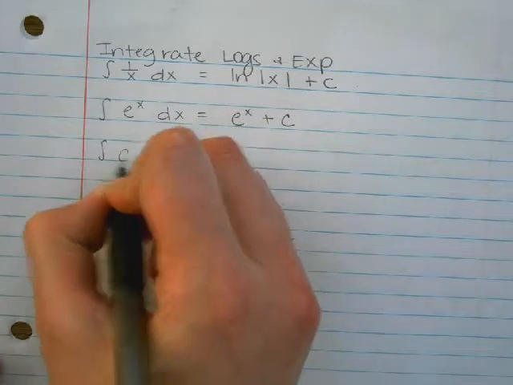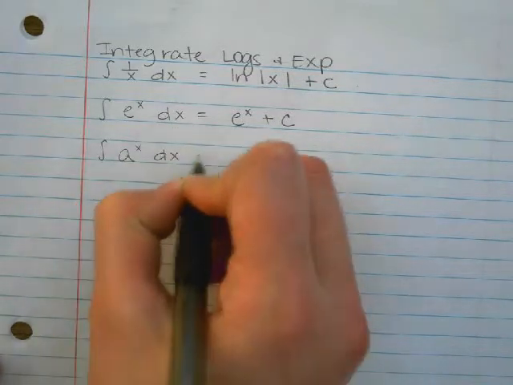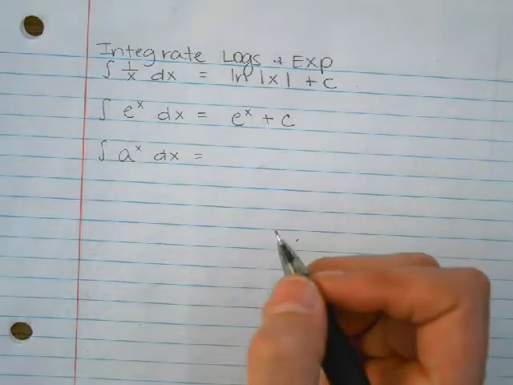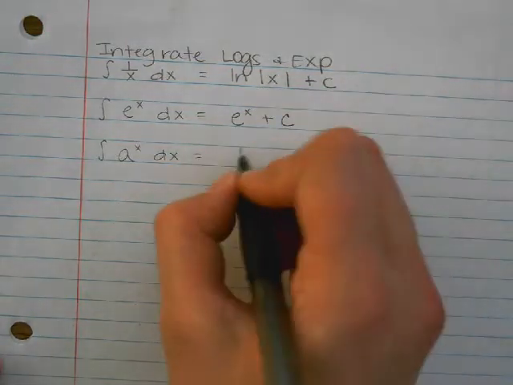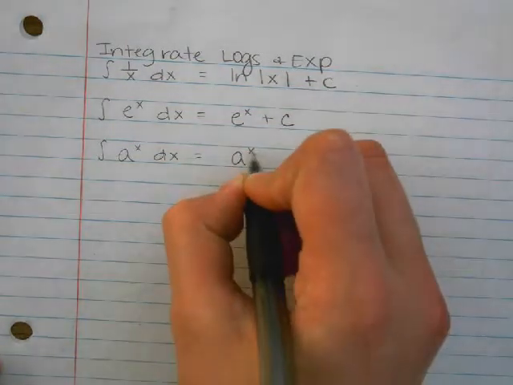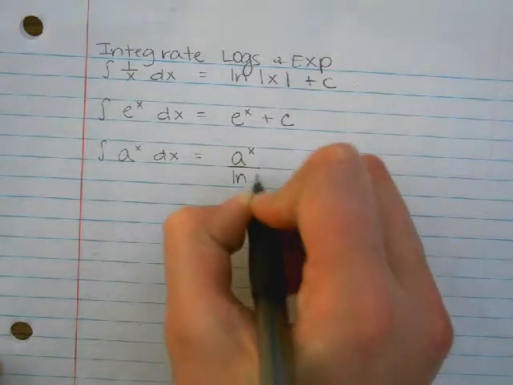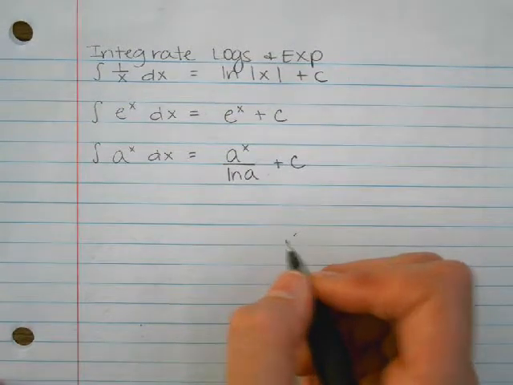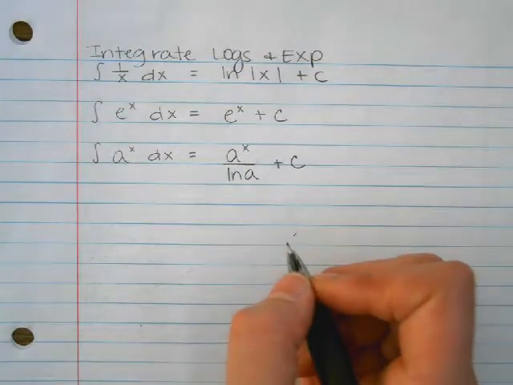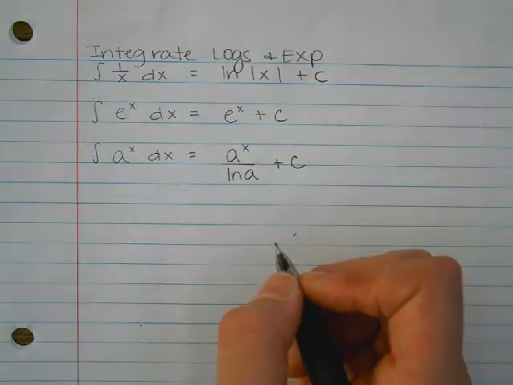And then we got one more. We have the integral of a to the x dx, where a is a number, so it could be like 2 to the x or 4 to the x. This antiderivative is going to be a to the x divided by ln a plus c. So those are the 3 rules that we're going to use today.